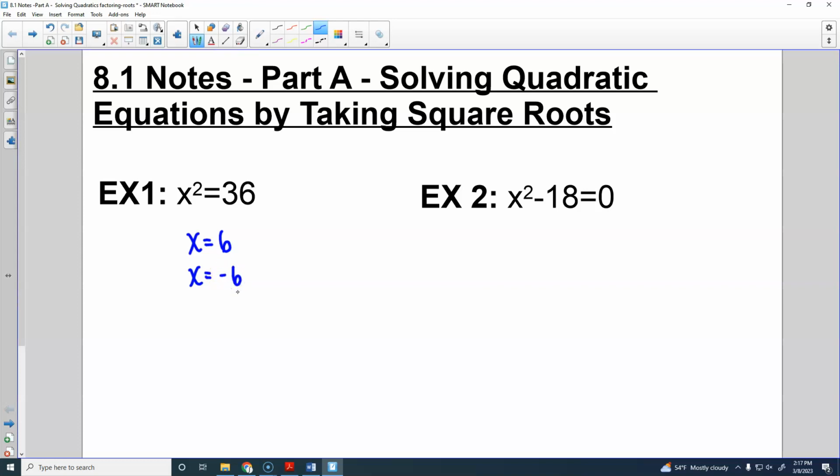-6. All right. Because if you think about plugging these numbers back in, everybody knew pretty quick 6 squared equals 36, right? So you knew that number. But -6 squared is -6 times -6, which also equals 36. Okay? So a lot of these questions are going to have two answers.